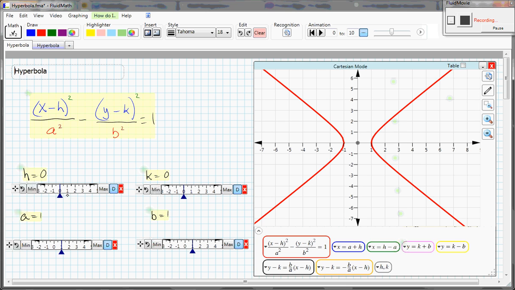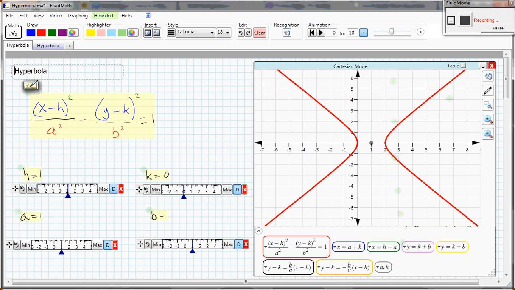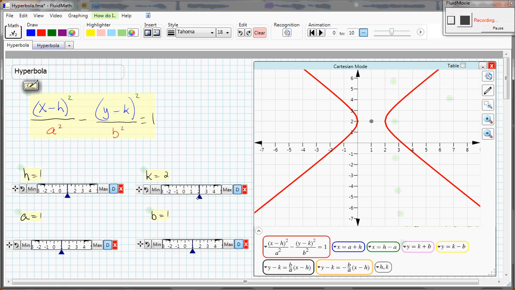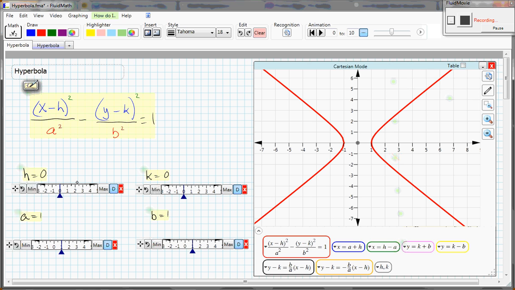So as before, h is the x-coordinate of the vertex, k is the y-coordinate of the vertex. For a second, I'll just put those back to 0, 0. Of course, we can change that at any time. And a and b are the stretch in the horizontal and vertical directions.